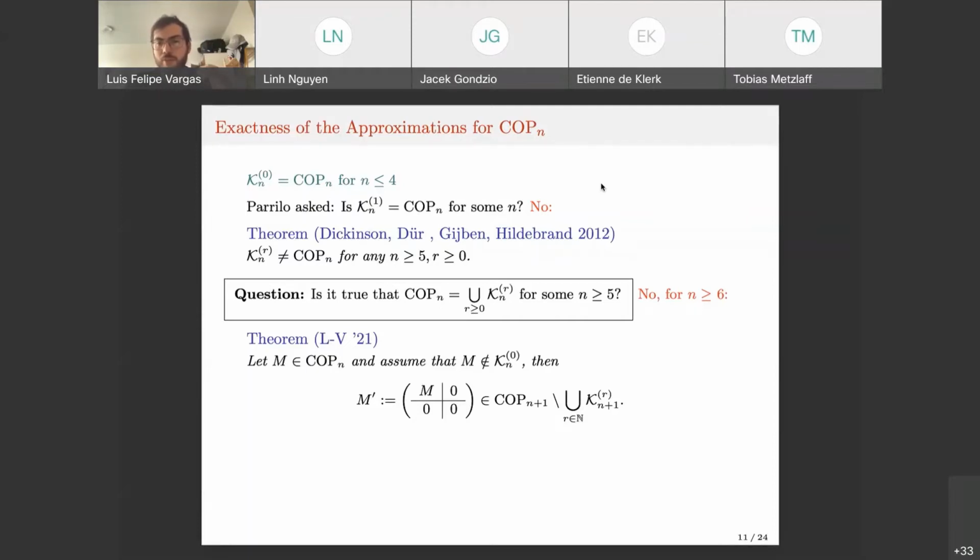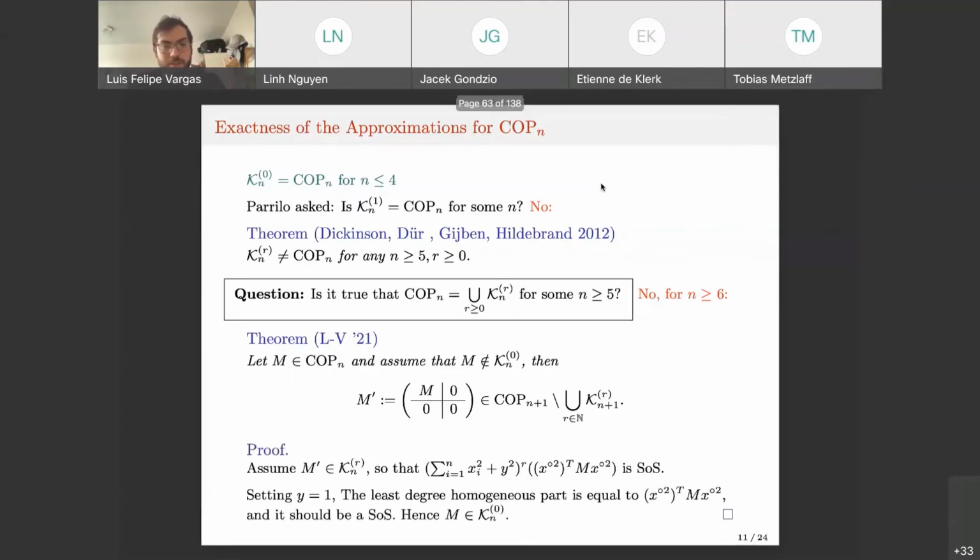Yeah, so this is one of the problems with the Parrilo approximation: when we add a zero row and column, the matrix is outside the cones K_n^r. If it's in K1, for instance, and not in K0, then when adding one zero row and column, it is not in any of the cones. So for instance, if you start with the Horn matrix, plus a zero row and column, it does not belong to the union of the K_n^r. Okay, so that's the proof. Maybe I'm going to skip the proof.